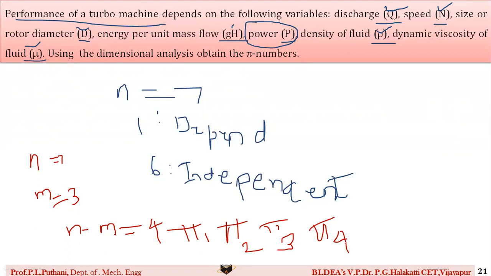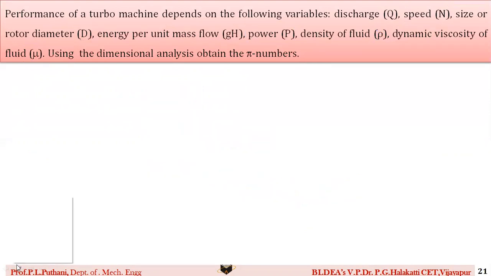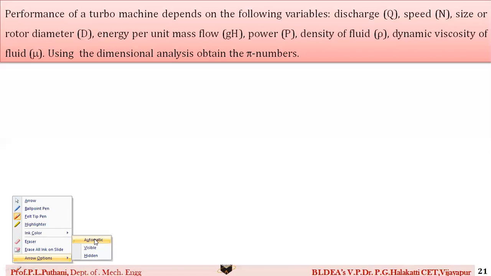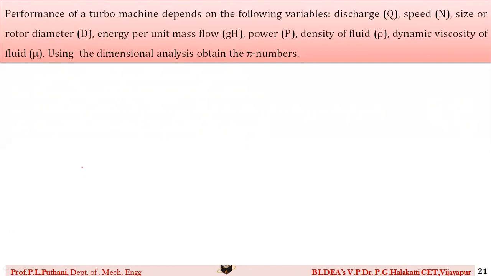And when you want to write the pi term equation, I told you one condition, that is the choosing of repeating variables. How do we need to choose the repeating variables? You need to choose in such a fashion that one has a geometric property, one has a flow property, and one has a fluid property. Let us see which variables can give geometric and flow properties. If you observe the 7 variables, this is your geometric property: diameter D comes under geometric property.